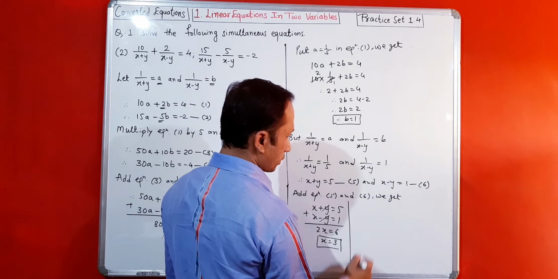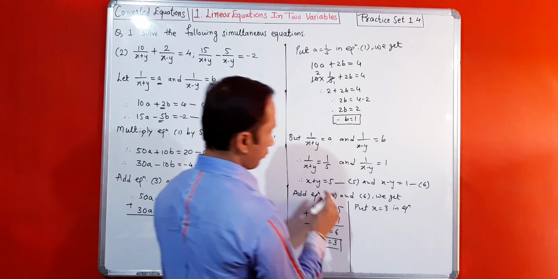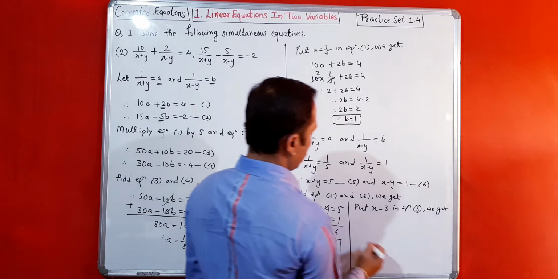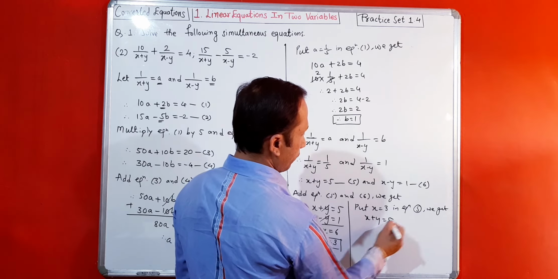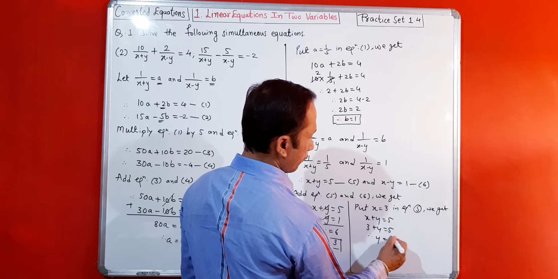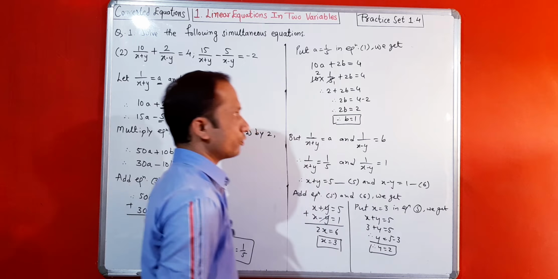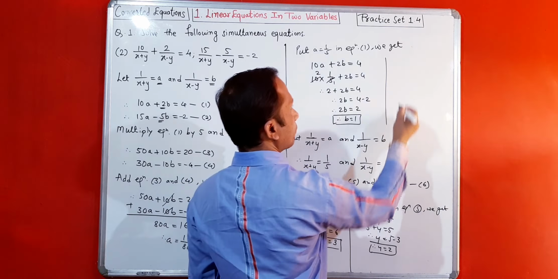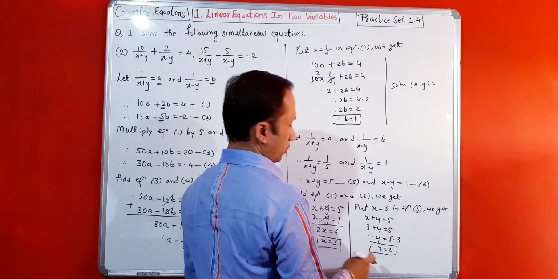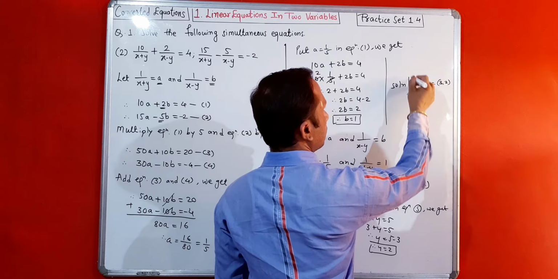Now I am writing on this side. Put x is equal to 3 in any one equation from these. The equation is x plus y is equal to 5. So 3 plus y is equal to 5. Therefore y is equal to 5 minus 3. Y is equal to 2. Therefore the final solution, x comma y is equal to 3 comma 2. This is the final solution.